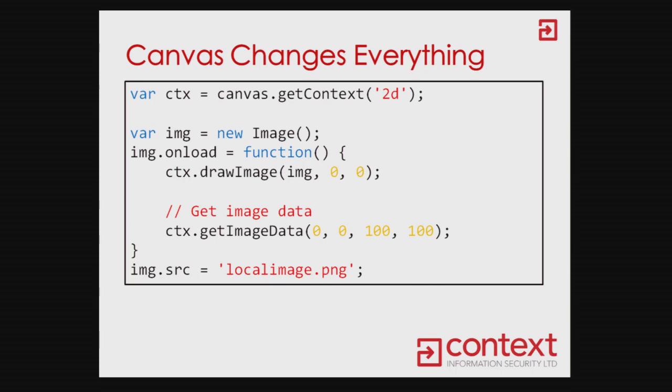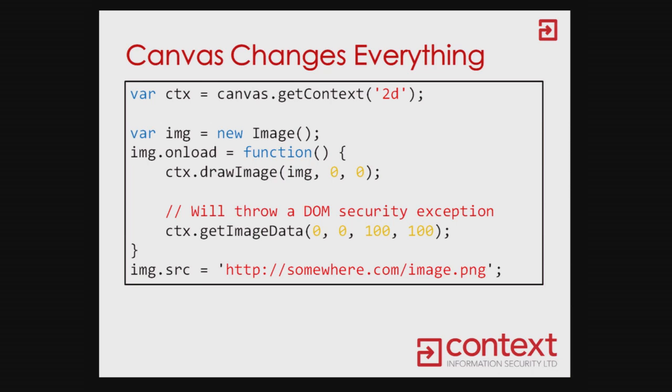So in order to get around this, they designed Canvas so that it had an origin clean flag or a dirty flag, depending on how you want to look at it. And so if you use local resources, such as this piece of sample code, you can read out the pixel data and it's all fine. However, if you decide to pick an image from some other random place, it will cause a DOM security exception to be thrown, and you can't read the data anymore. It should all work fine.